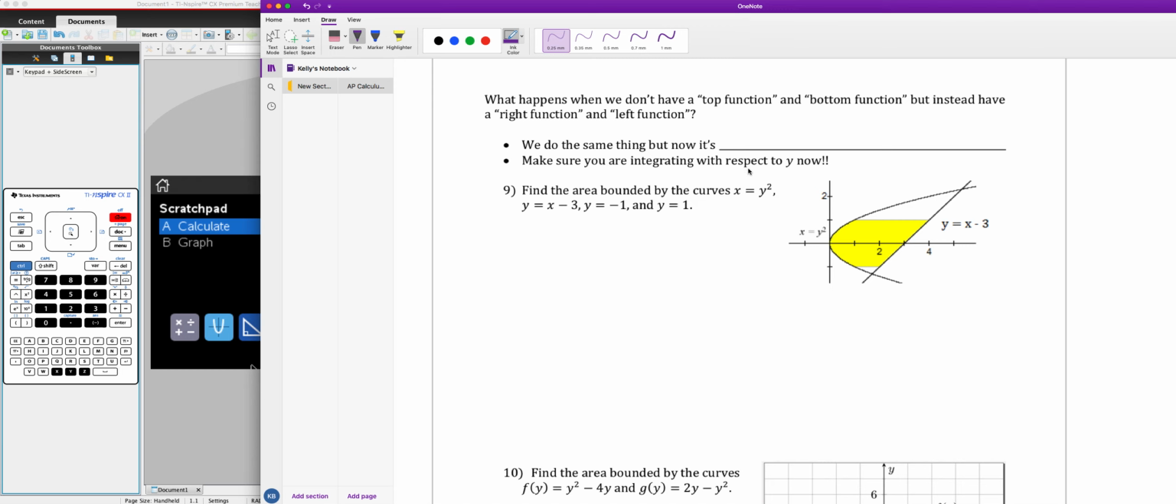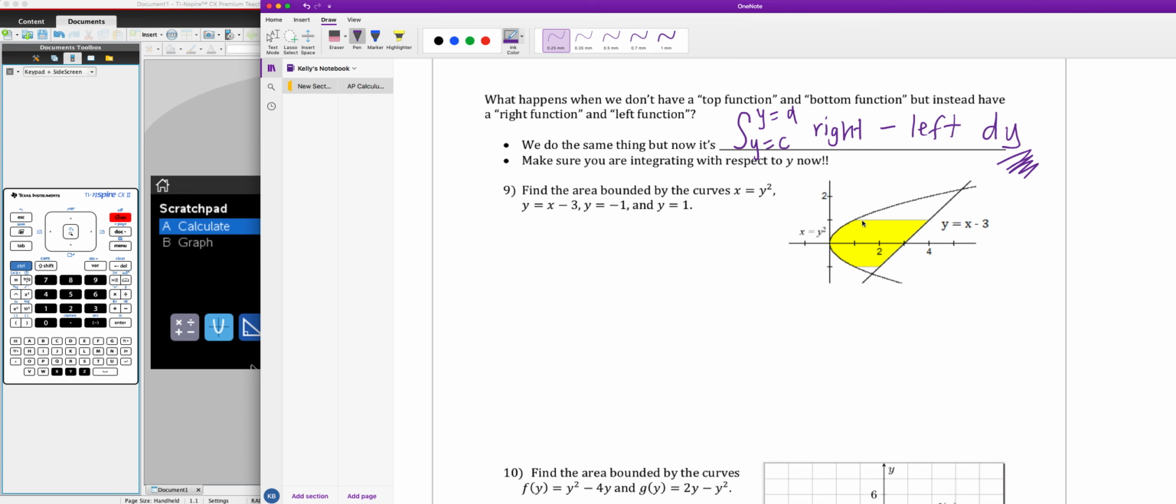Our difference now is that we're going to actually integrate with respect to y. So instead of thinking about this as top minus bottom, we're going to think about this as right curve minus left curve. So let's write that out. To integrate now, we're going to integrate as y goes from some value c to another value d, let's say, of my right function minus my left function with respect to y. Everything here is fair game because I've reshifted this and I'm looking at this now in terms of y.